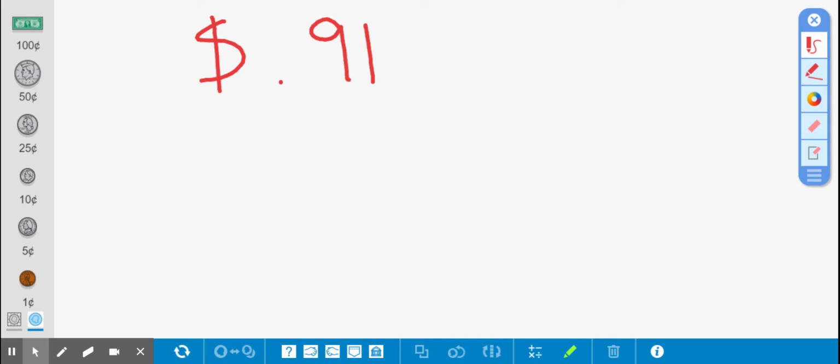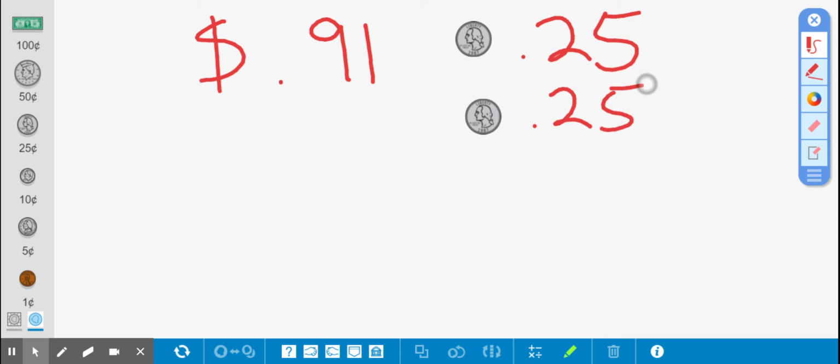Once again, always start with the largest coin denomination. Use as many as you can until you can't anymore, and then use the next size one. If it fits, use it. So let's go ahead and pull out a quarter. That's worth 25 cents. Pull out another quarter. That gives me another 25, which together would be 50 cents.